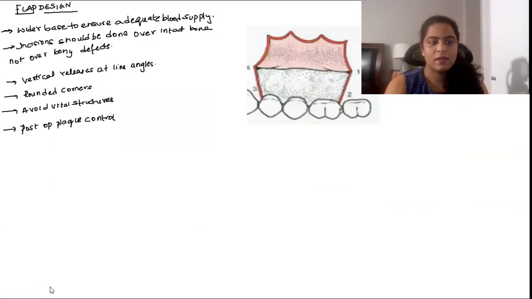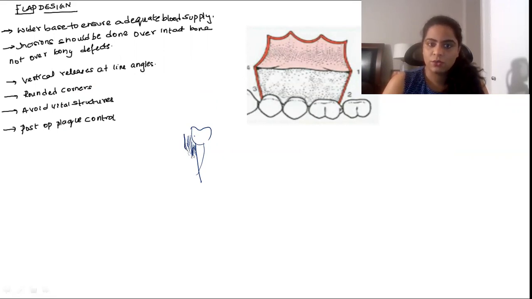So today first, I'm going to explain about flap design. And before that, what is this flap exactly? For example, if you have a pocket, okay, and there's a lot of bacteria accumulation and it's too deep, then what would you do?